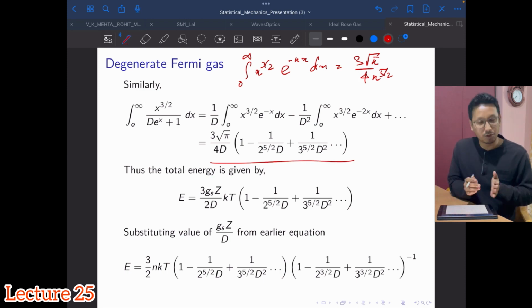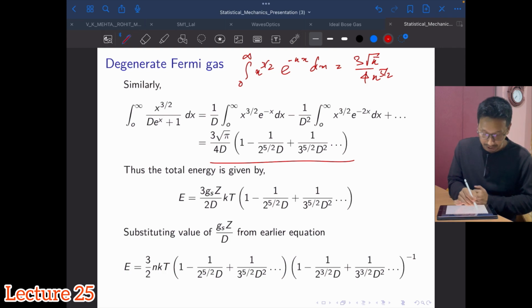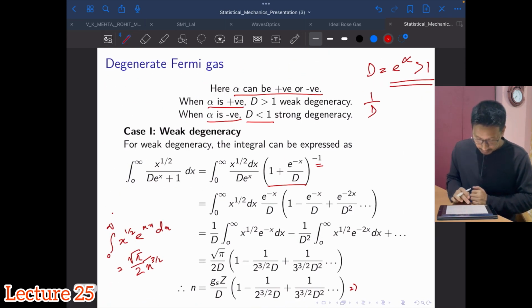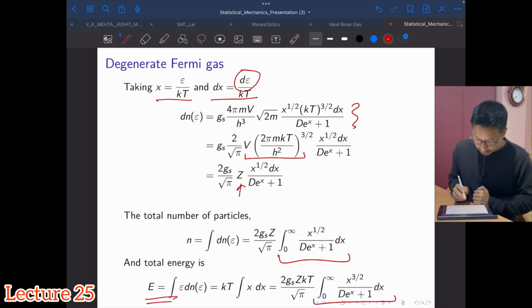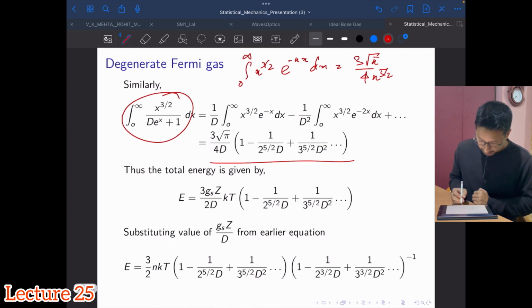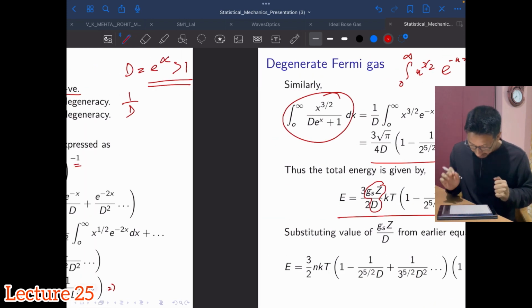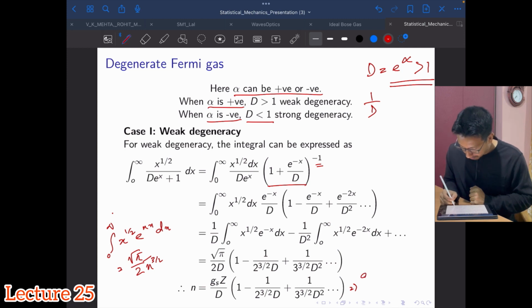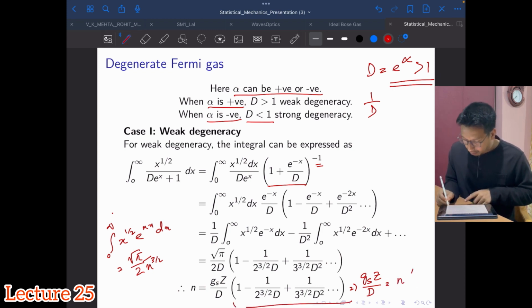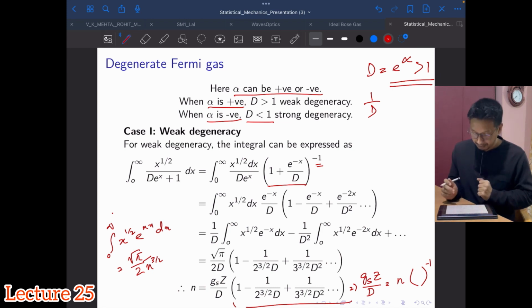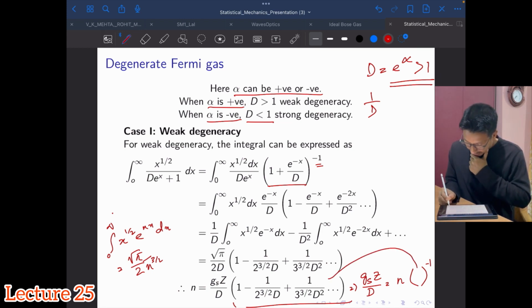What you have to do is substitute these values of the integration in the expression of the total energy E, so I will get this. Now I can substitute for the expression of GS Z by D from the earlier equation, which is what I was trying to derive here. So GS Z by D will be given by N, then whatever is in this entire bracket, I put a simple minus 1 on top.